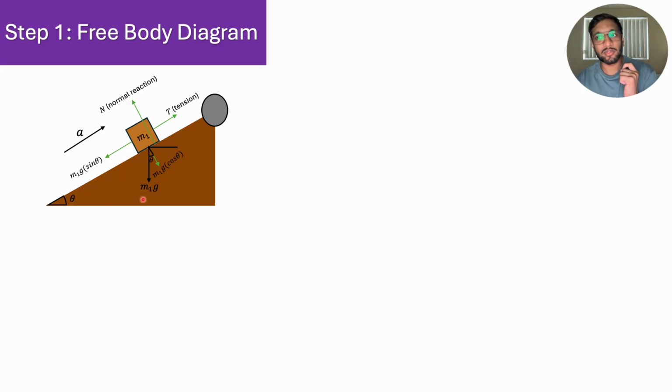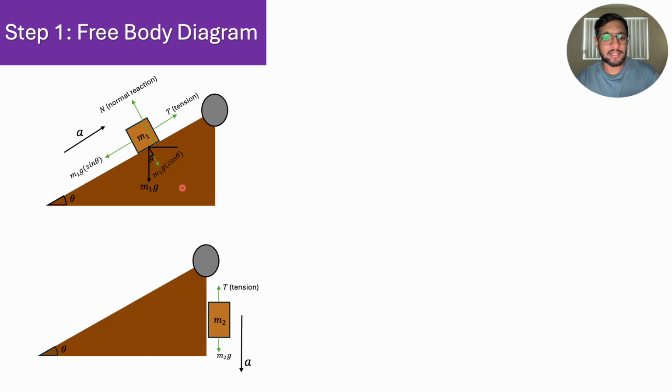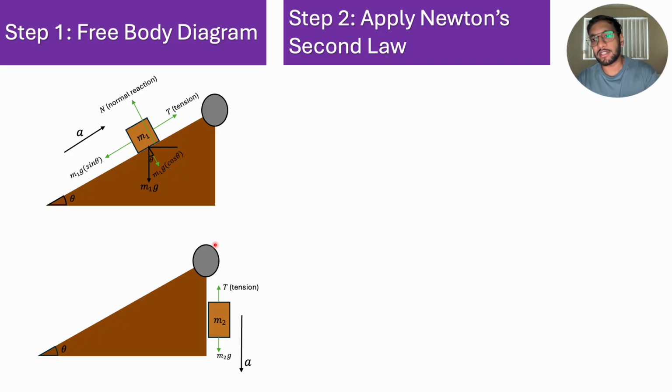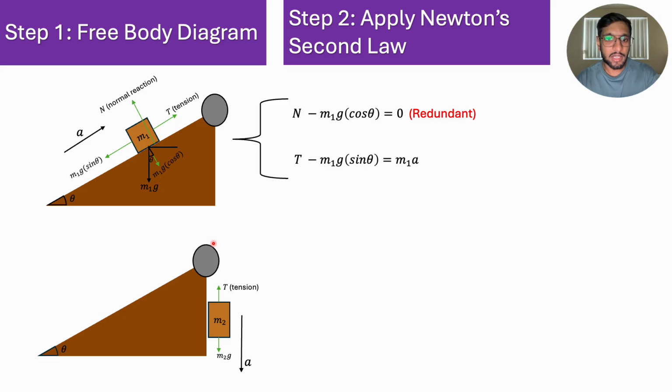Then we will distribute these forces in two perpendicular directions, that is along the incline and perpendicular to the inclined plane. For mass m2 there are only two forces acting on it, that is the gravitational force and the tension in the string. Now we'll form the equations of motion using Newton's second law of motion.